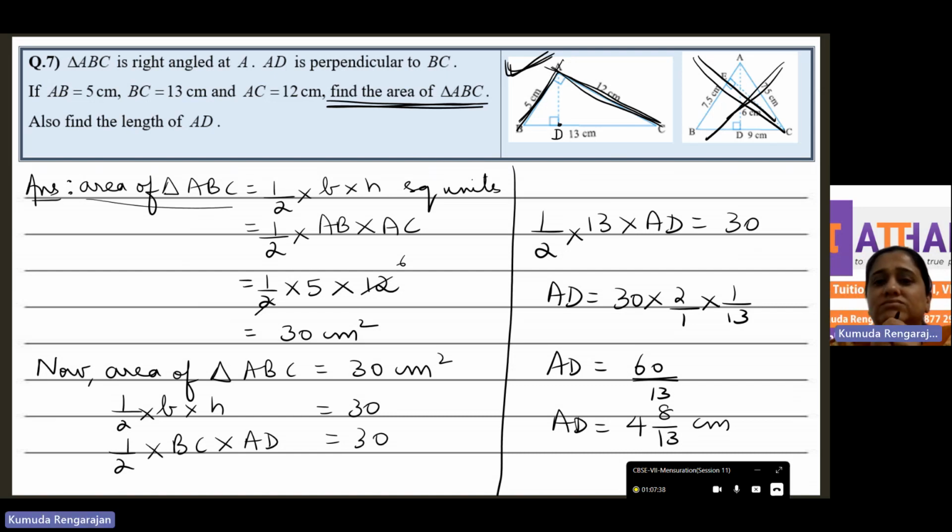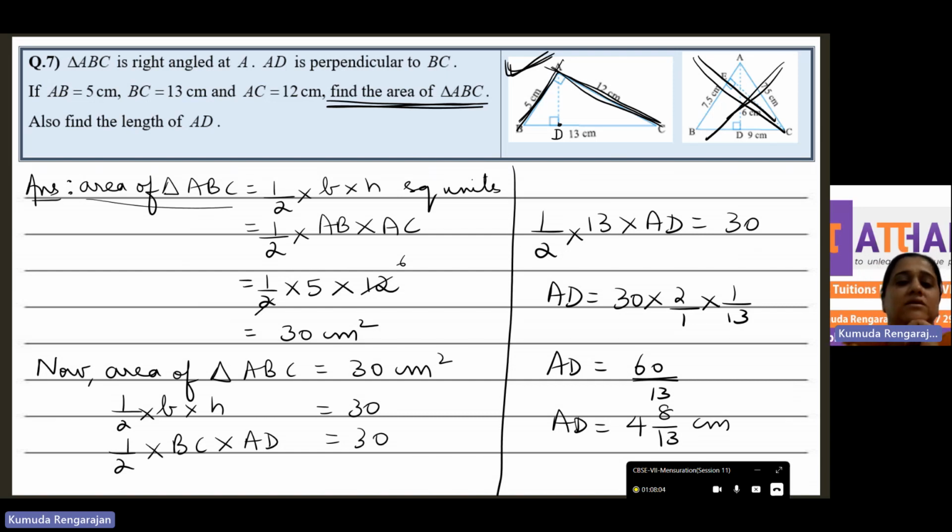Can you say how to change 60 by 15 for this? Long division, continuous division. Keep a point at the division. You don't know how to write 60 by 13 as a decimal value, right? We'll do it in the next class.